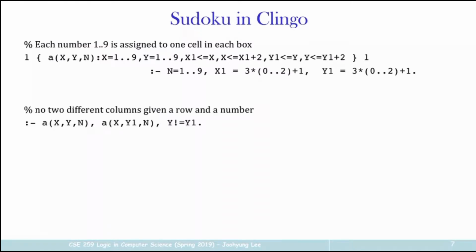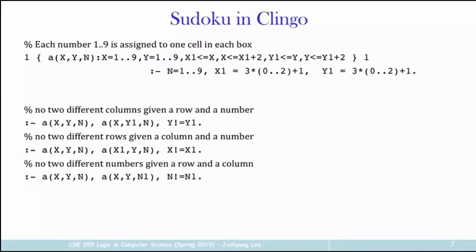And there are other constraints that we said. Given the row and number, you shouldn't have two different columns. So they're actually all the combinations. If you have columns and number, then you shouldn't have two different rows. If you have row and column, then you shouldn't have two different numbers. If you fill in all these things, then you can formalize Sudoku in Clingo.